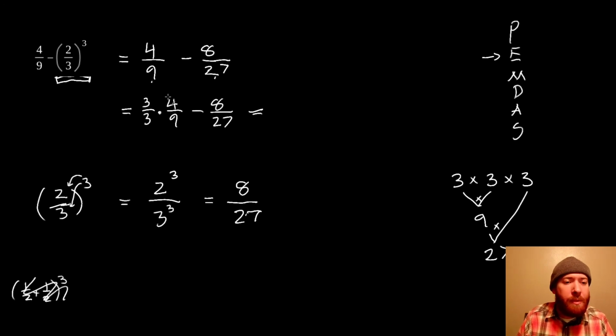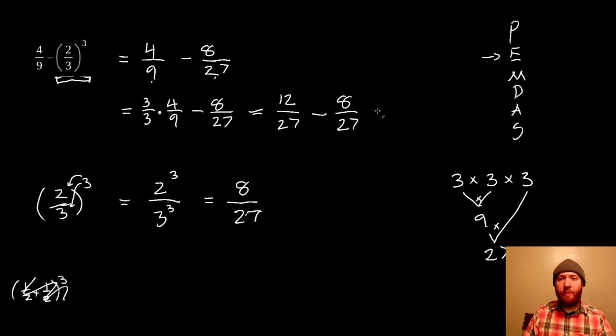So we'll multiply these two fractions to get our common denominator. On the top, we'll have 3 times 4, which is 12. And on the bottom, we'll have 3 times 9, which is 27. And then we still have this second part of our expression, the minus 8 over 27. Now we can do the subtraction. What is 12 minus 8? 4. And on the bottom, we have 27.